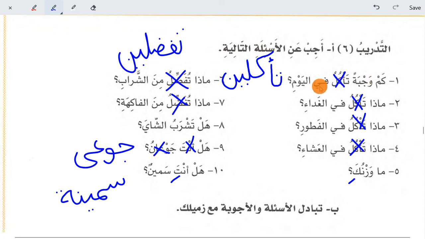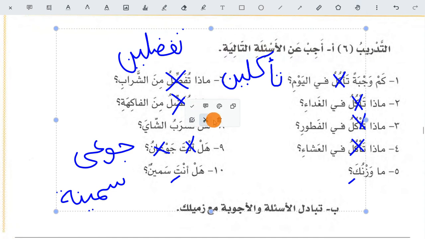Kam wajbatan ta'kulu fil yawm, how many meals do you eat in the day? The second person will answer akulu thalatha wajabat, I eat 3 meals. Madha ta'kulu fil ghada, what do you eat in the lunch? Akulu samaka. Madha ta'kulu fil fatur, what do you eat in the breakfast? Akulu dajaja. Madha ta'kulu fil asha, akulu aruz. Ma waznuka, what is your weight? Wazni tis'una kilan. In this way you answer these questions.